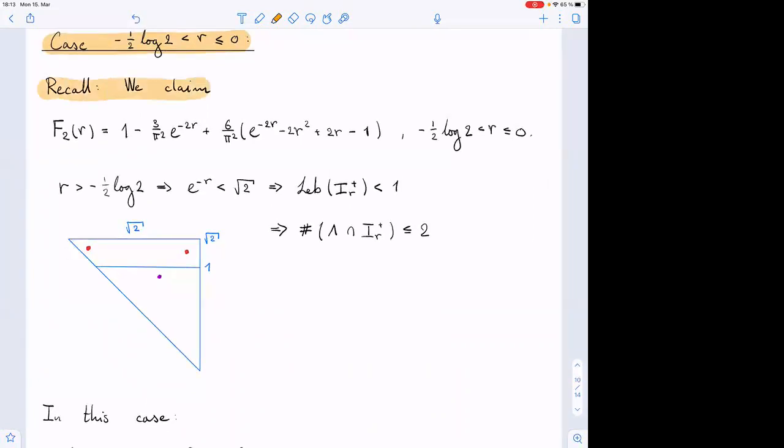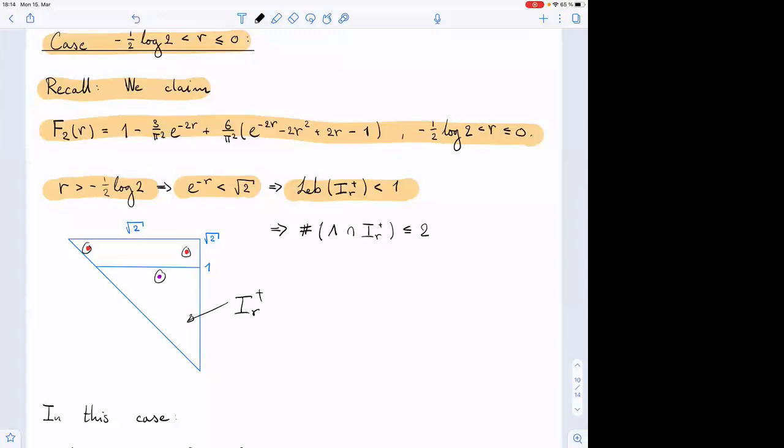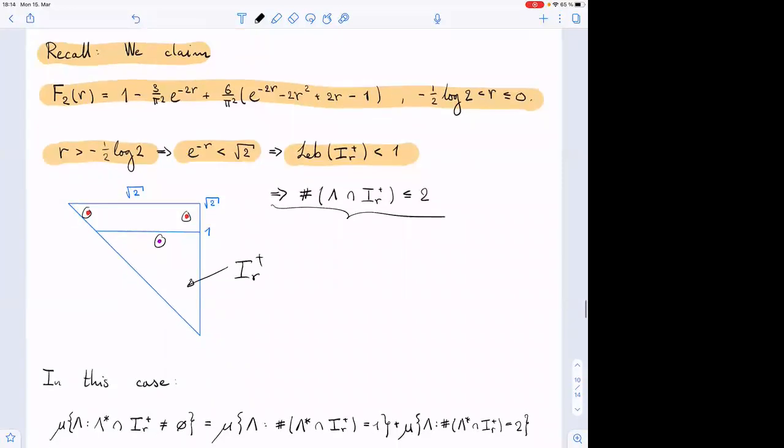So we recall the claim that for these values of r, we got this distribution function. Now, I've written it poorly again, but when e to the minus r is less than square root of 2, that means the Lebesgue measure of our triangle is less than 1. That means we can now have 2 lattice points in our triangle IR plus, but we can't have 3. Before we could only have 1, now we can have 2. So this is where I should say, with a star here, for any lambda in L2, this is true.